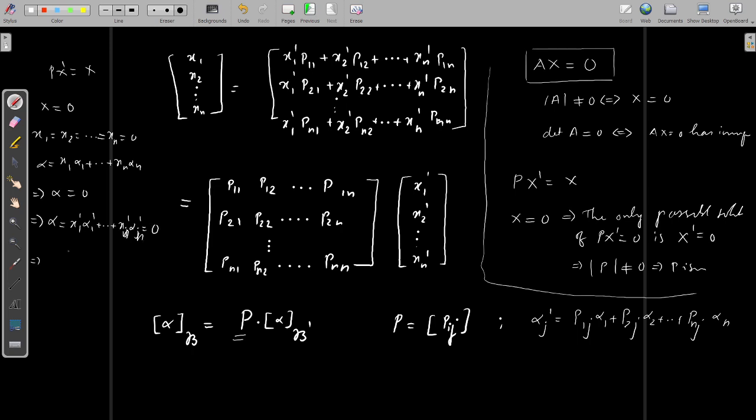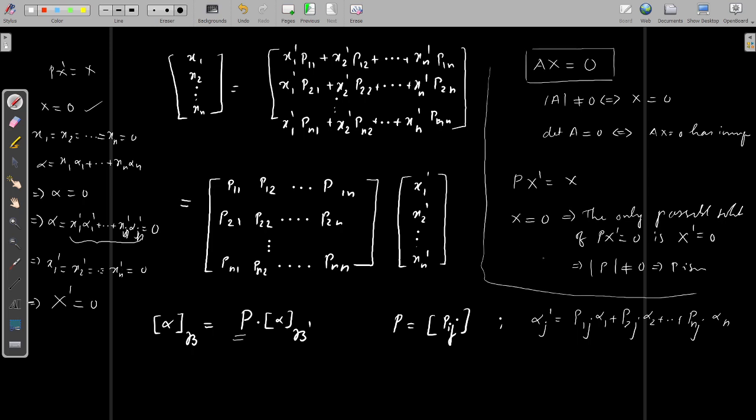So this implies whenever this combination is 0, we can get x1 prime equal to x2 prime equal to xn prime equal to 0, because alpha 1 prime, alpha 2 prime, etc. are another set of basis elements. So whenever that linear combination is 0, by using the linear independence of the alpha j primes, we can say that these coefficients are 0. This implies these coefficients constitute x prime, so x prime is equal to 0. So whenever x equal to 0, we can easily say that x prime is equal to 0.